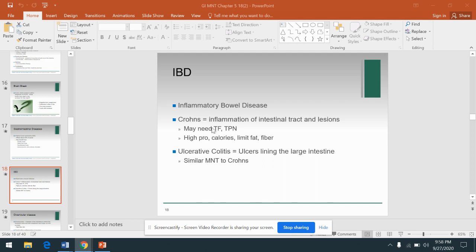So to continue on the Crohn's, those lesions again, they could go all the way through the intestinal wall. So basically, a hole in our intestinal wall, and that leads to a condition called a fistula. A fistula is an abnormal passage from one internal organ to a body surface or to another internal organ.